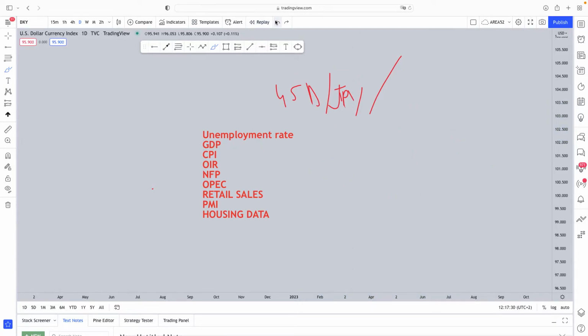Now, I hope you understand how the NFP works. Well, most of you should, because I know most of you trade the NFP as well.